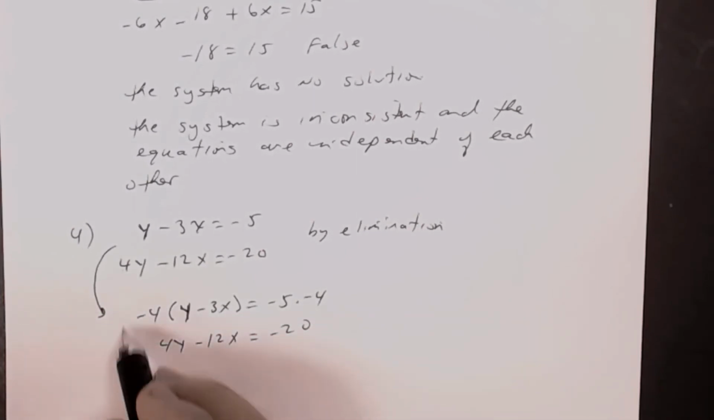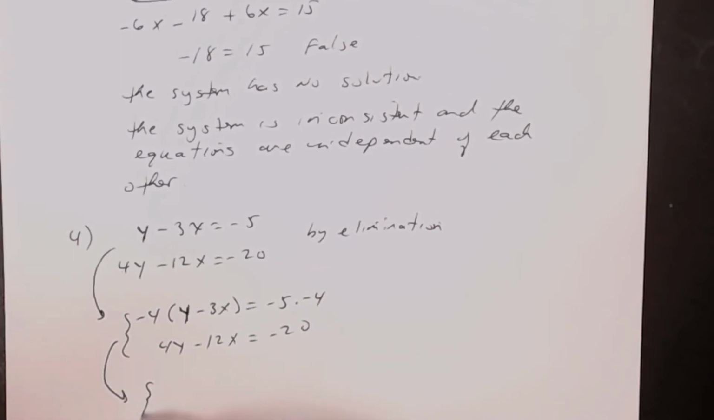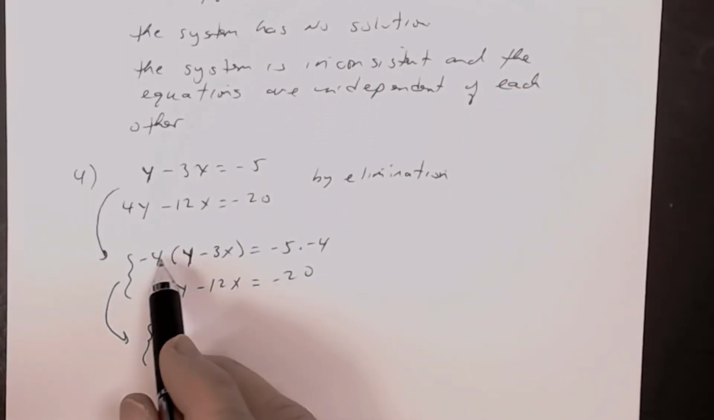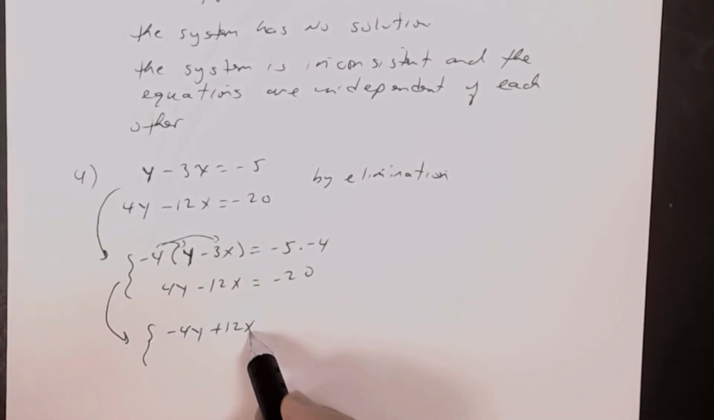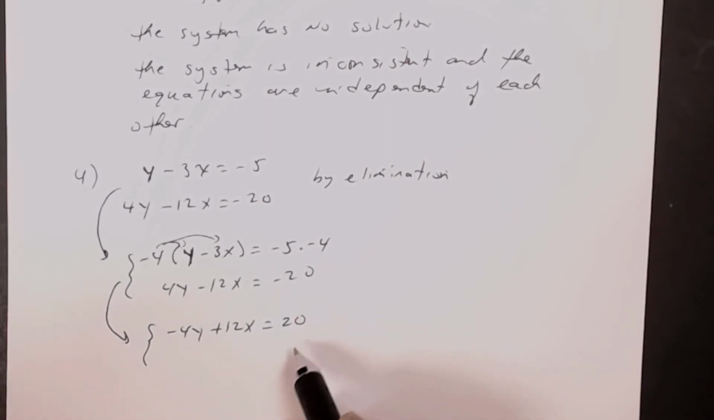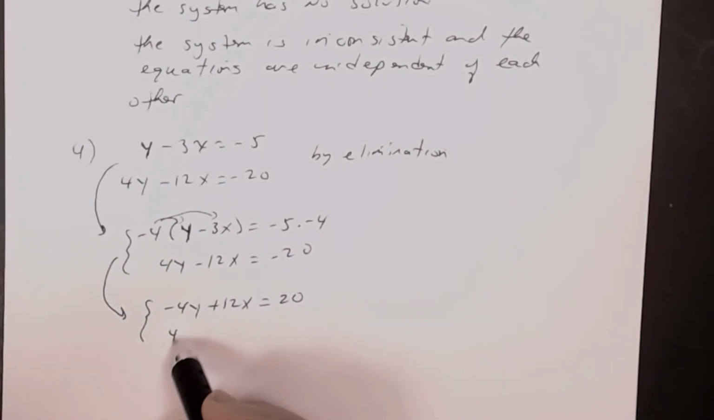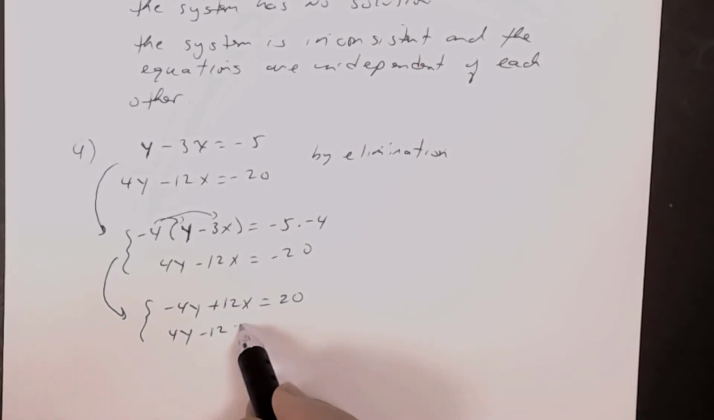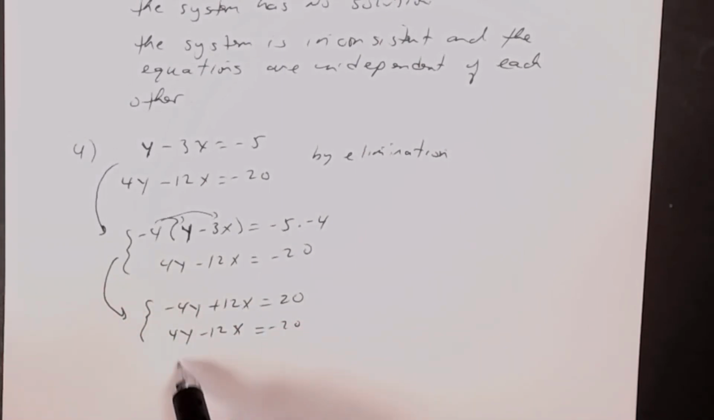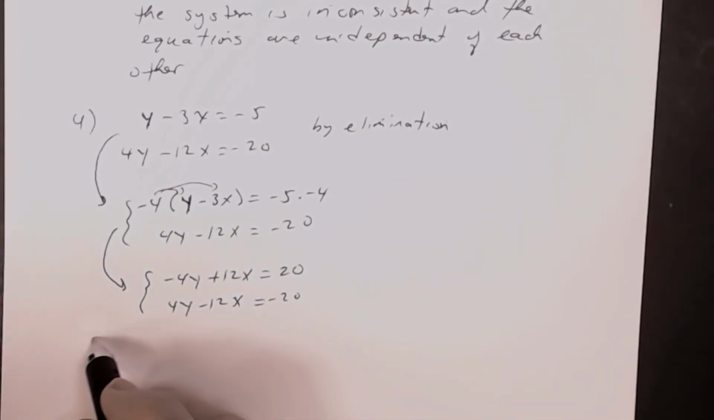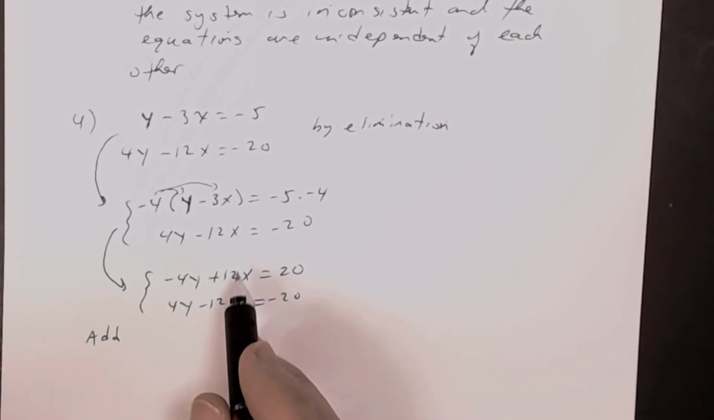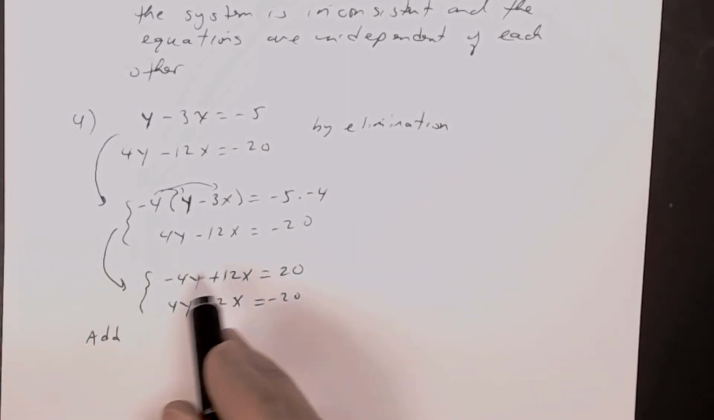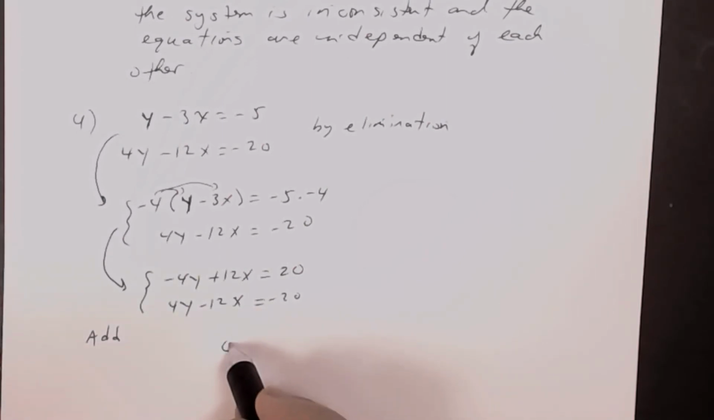And so then this system becomes this. If I distribute, I get negative 4y plus 12x equal 20, right? And over here, I get 4y, the second equation, I didn't do anything with it, equal negative 20. Now, when I add these up, I want you to notice what's going to happen. When I add these, the variable y is 0. The same thing for x, right? So this side, 0 and 0, 0. On this side also, what do you get? You get 0 as well, right?